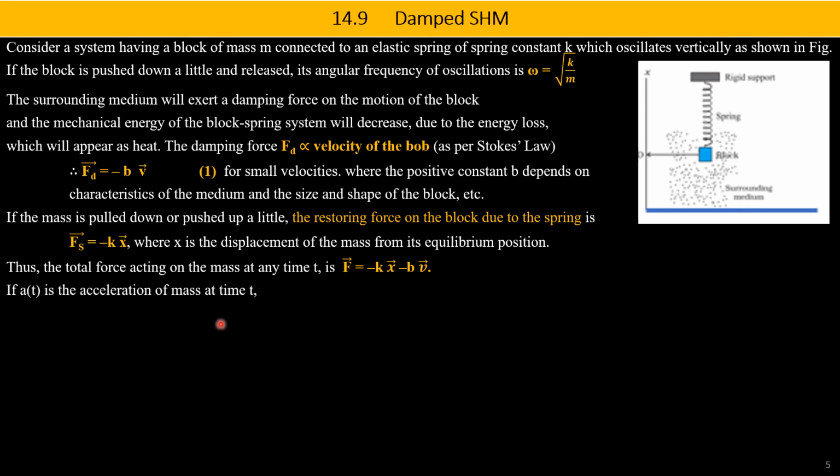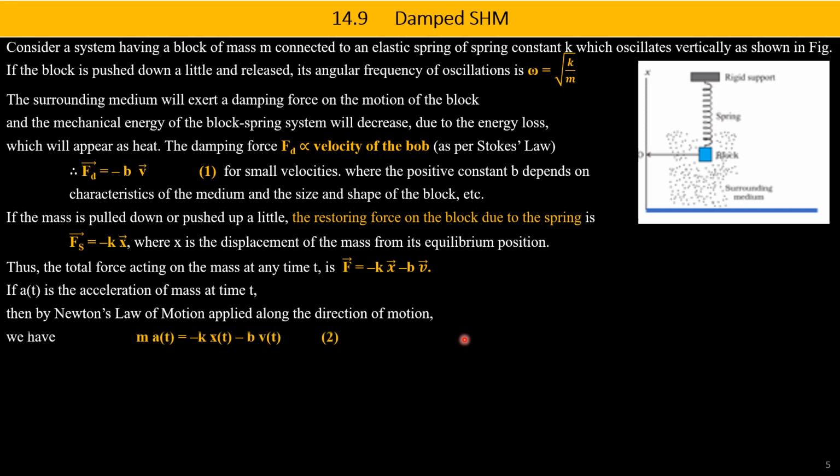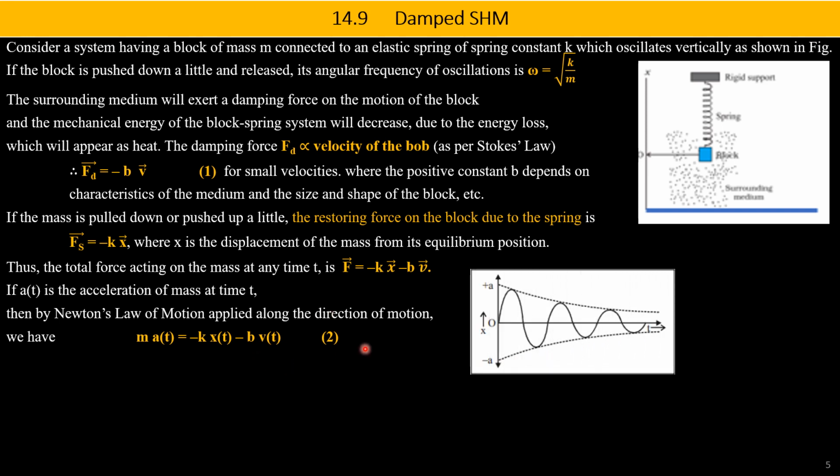So if a is the acceleration of the mass at time t, then by Newton's law of motion applied along the direction of motion, we have force is m into a equals minus kx minus bv, which is a function of time. Let it be equation 2. So this force acts as a damping force.